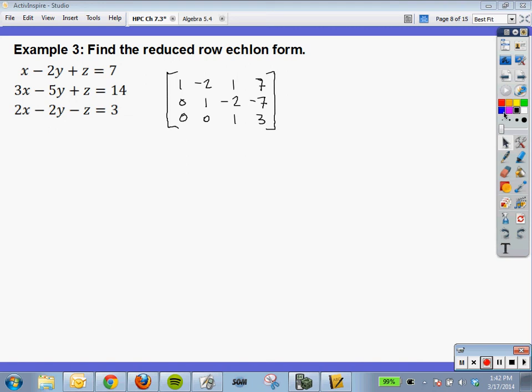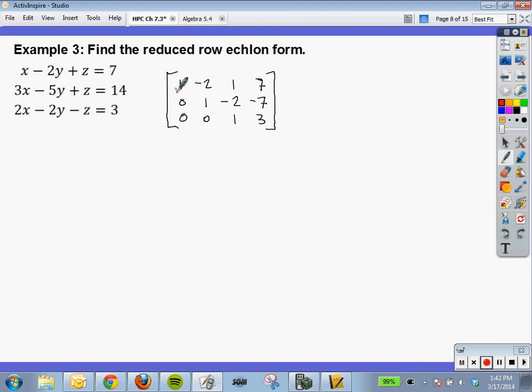Okay, you guys, so remember what we're looking to get right now is the reduced row echelon form, which means that we're looking for zeros in these spots here. If we have zeros in those spots there, we'll be able to identify x, y, and z just by looking at the matrix. But let's go ahead and perform some row operations in order to obtain those zeros.